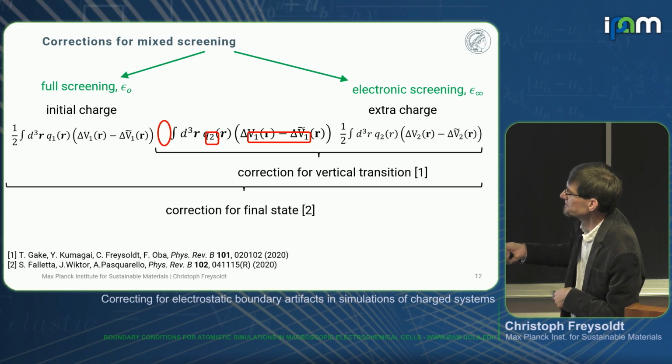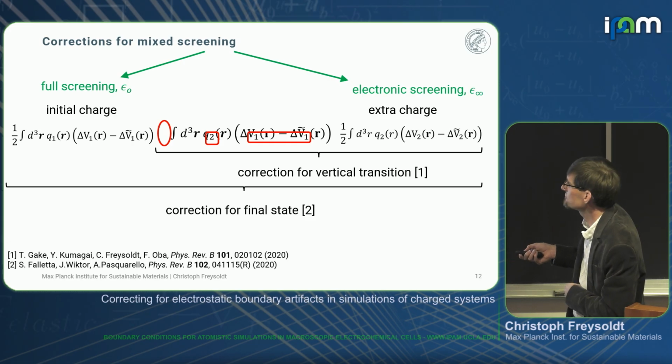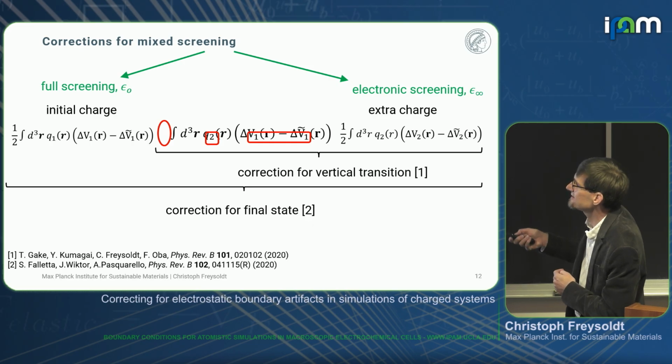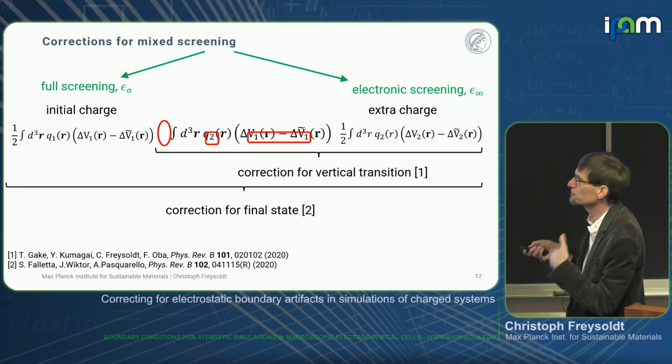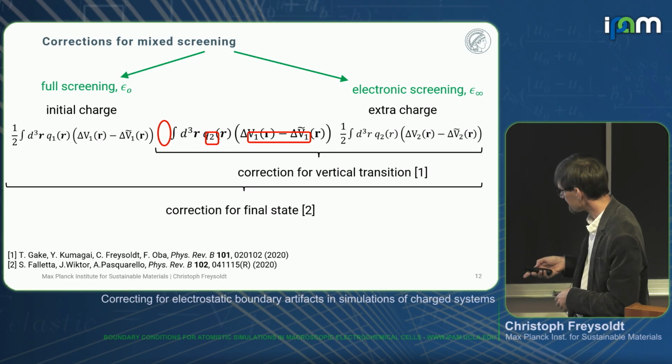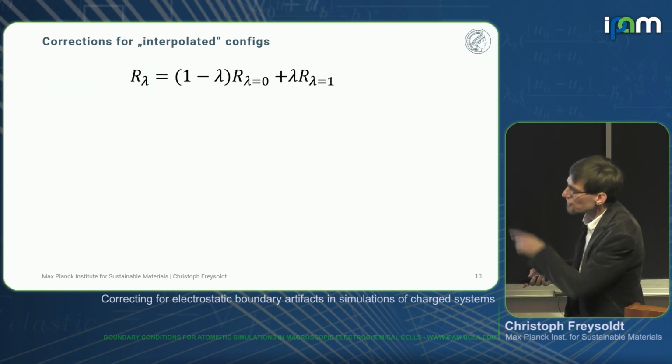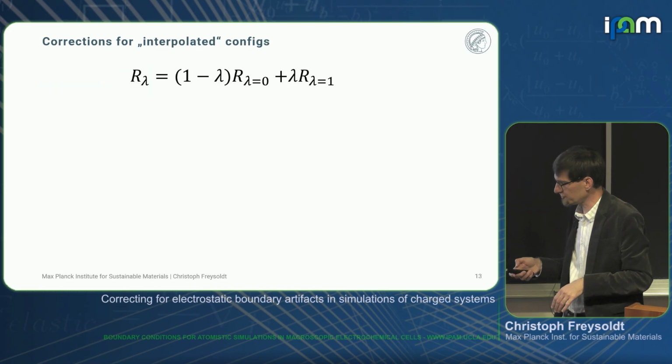vertical transition. This is the paper that we did together with Tomoyaga and L. The correction for the entire thing more or less appeared at the same time. That was by Alfredo and co-workers, in particular by Stefano. So it's exactly the same conceptual idea, even though the formulation is slightly different. So how does this work? And how do we deal then with the intermediate configurations?